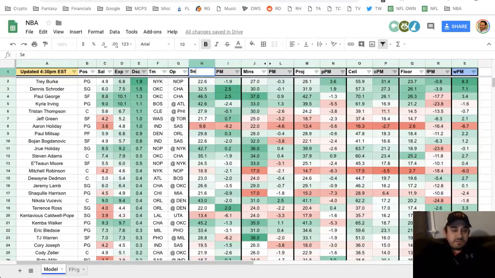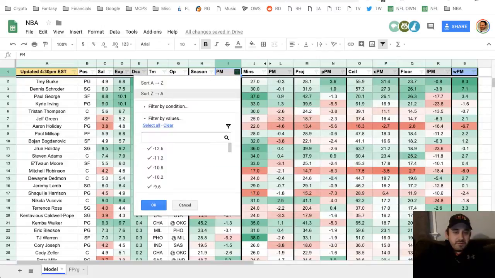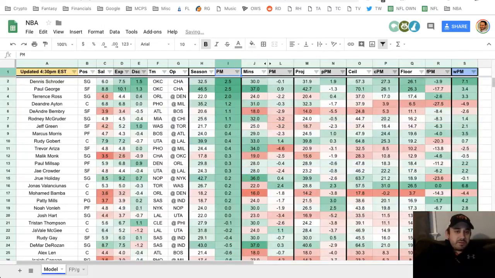Let's do, whatever, season. There, we'll do it like that. Season FanDuel points per game, and then the plus minus. So this season, if we sort by this column, we have Schroeder, Paul George, Terrence Ross, then Ayton, Bembry, and Magruder to a lesser degree.